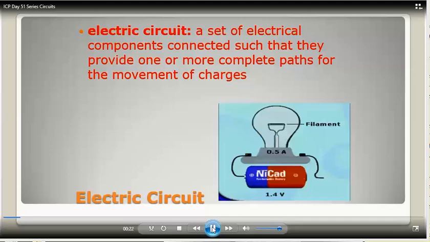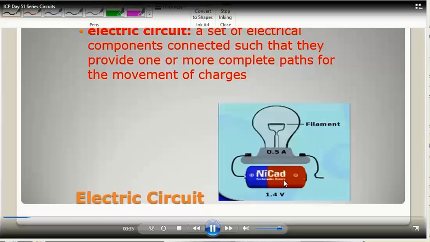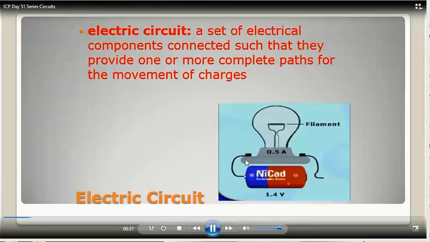With a series circuit, or any electrical circuit, a set of electrical components connected such that they provide one or more complete paths for the movement of charges. As you can see here, we have a battery, we have this circuit, and then you have the filament here. The electricity would be going through the filament and then out the other way. This is actually an open circuit because it wouldn't be able to go.